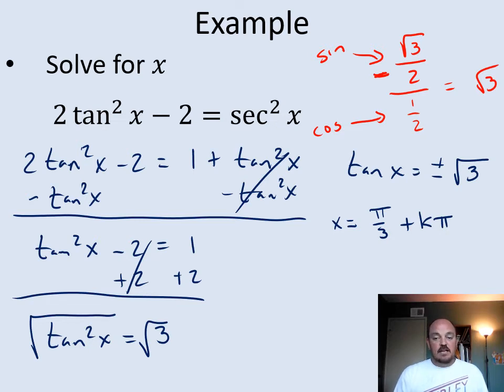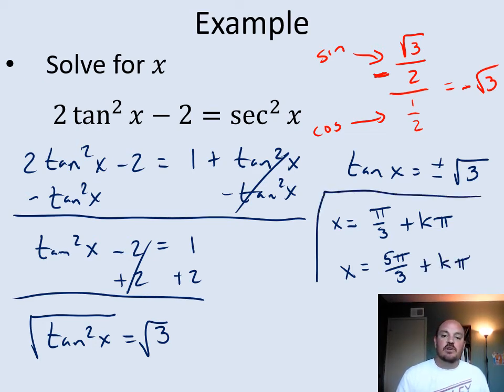So if I had negative radical 3 over 2 over positive 1/2, then tangent would be negative radical 3 here also. Now the place on the unit circle where that happens would be 5 pi over 3. That's where sine is negative radical 3 over 2 and cosine is positive 1/2. I put my plus k pi on the end, and those two expressions together are the answer to the question.